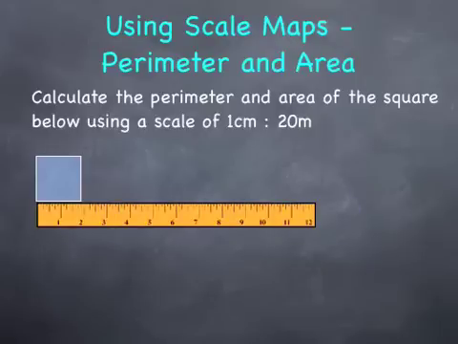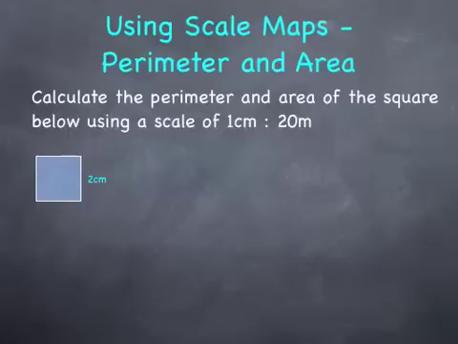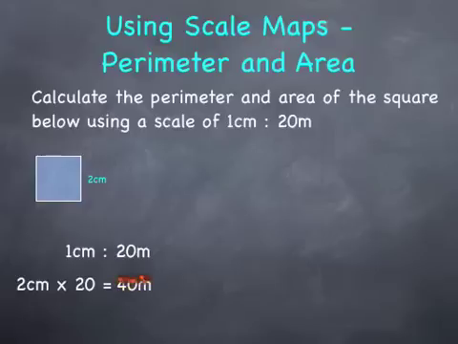In this case, it's a side length of 2 centimetres for the square, and we know that all the side lengths are 2 centimetres because it's a square. Okay, so we've got a side length, we measured it, and 1 centimetre is to 20 metres. So what's that side length in real life? We've got 2 centimetres, so we're going to times it by 20 and change it to metres. So 2 centimetres is 40 metres in real life.